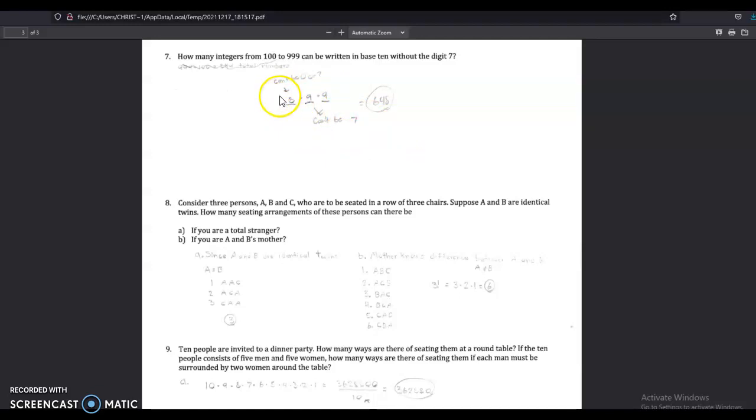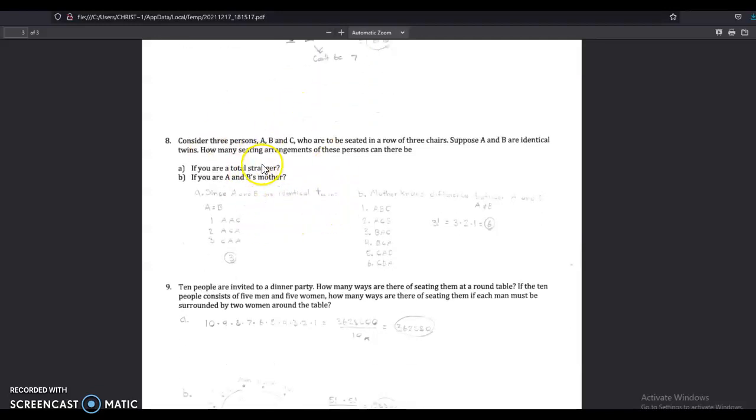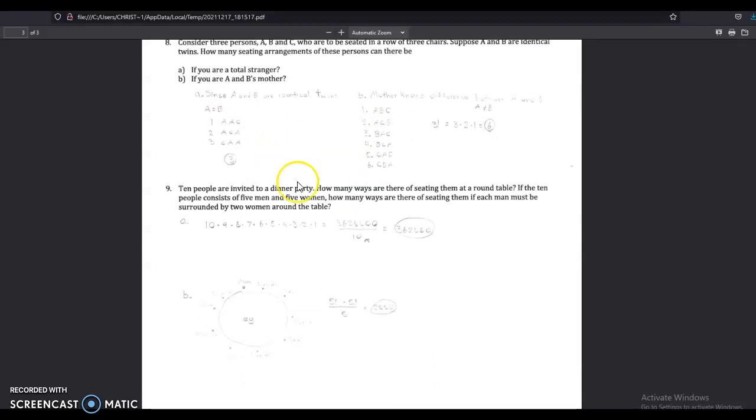So we have 8 possible digits for the hundreds place, and then for the tens and ones place, we have 9 different possible digits since it can't be 7. So 8 times 9 times 9 is equal to 648. I skipped number 8 because that was the problem that I was assigned. I'm doing the extra credit.